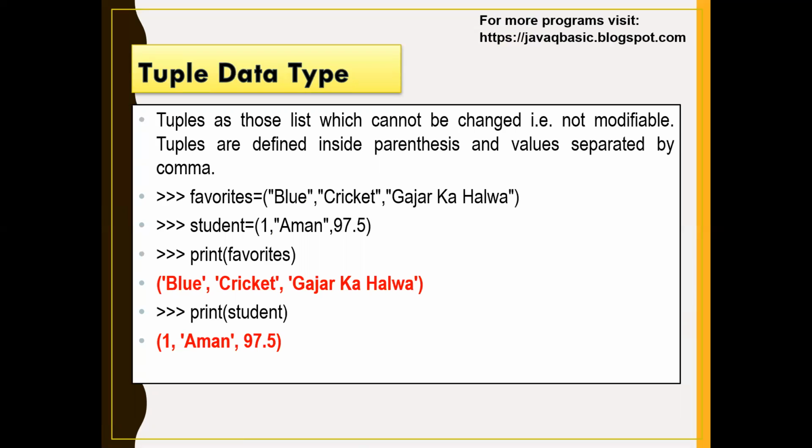Here you can see they have used parentheses, whereas in the list, square brackets were used. Print favorites prints whatever values we have stored in favorites, and print student prints the student's values.